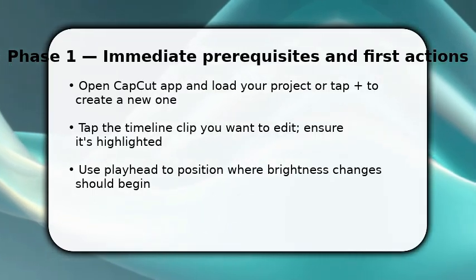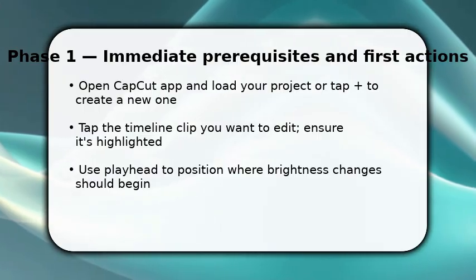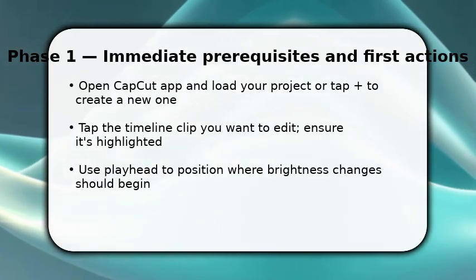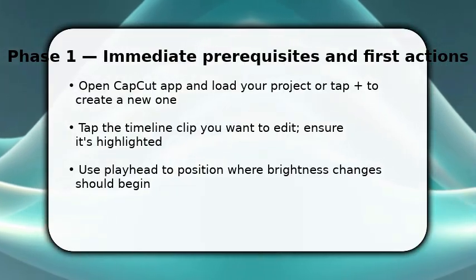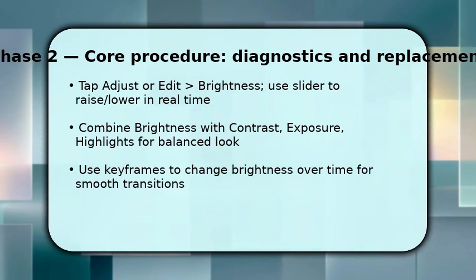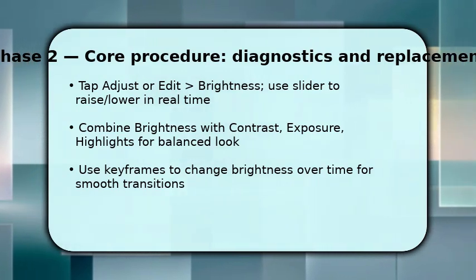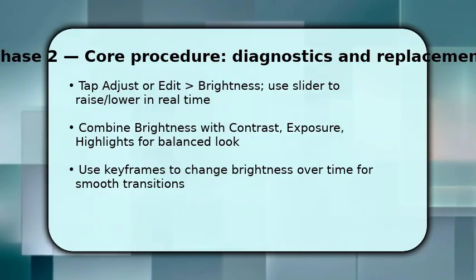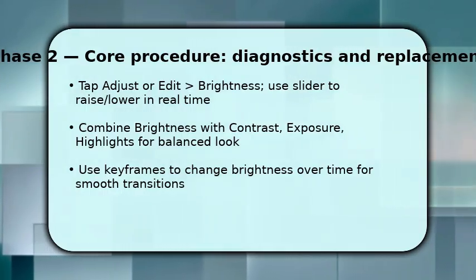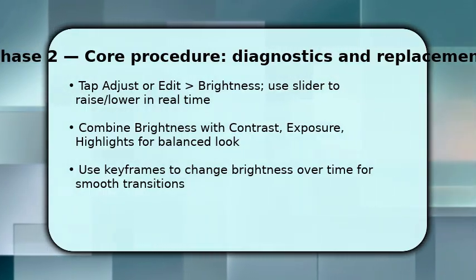This prevents global changes and keeps exposure matched to other shots, so make precise selections now, because later steps modify only the active clip. Now tap Adjust or Edit and select Brightness. Move the slider while previewing playback to judge effect. Make subtle moves, small changes look natural. Larger ones may clip highlights or crush shadows.